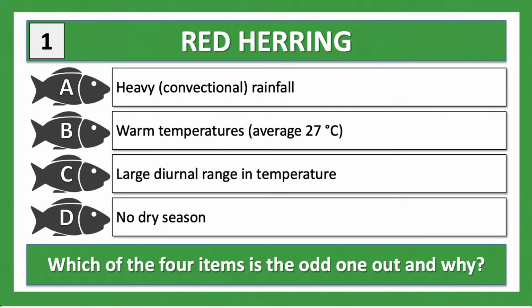So we've got heavy convectional rainfall, warm temperatures, average of 27 degrees Celsius, large diurnal range in temperature, and no dry season. Which of those 4 items is the odd one out, and why? So if you can jot down your thoughts on that, just choose which letter and briefly say why. That would be interesting to see. You just have to put a brief reason why. Let's have a look at the answer to the first one.